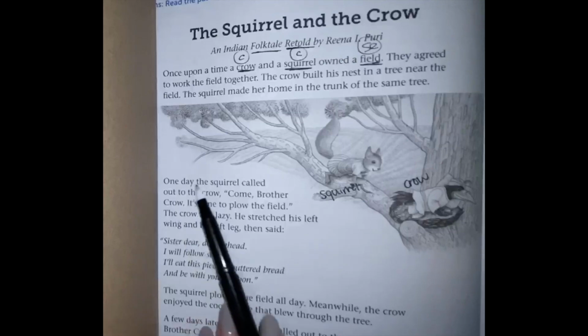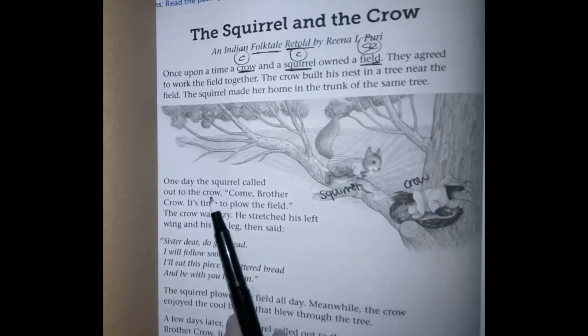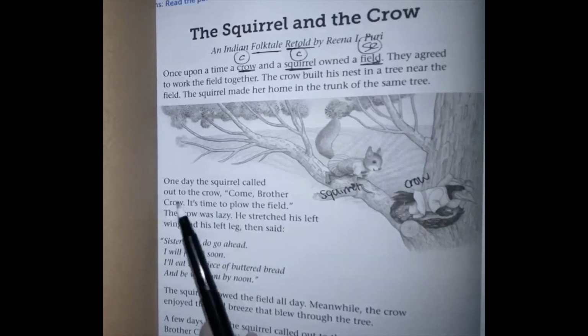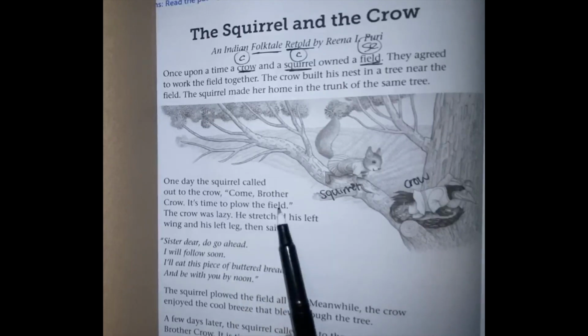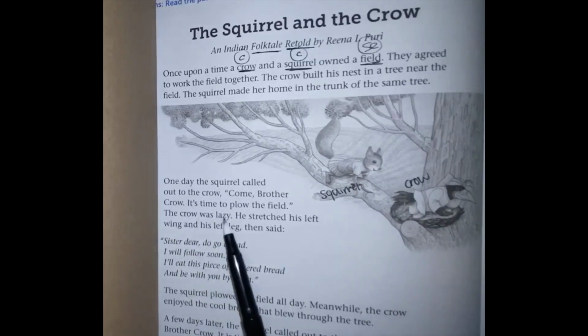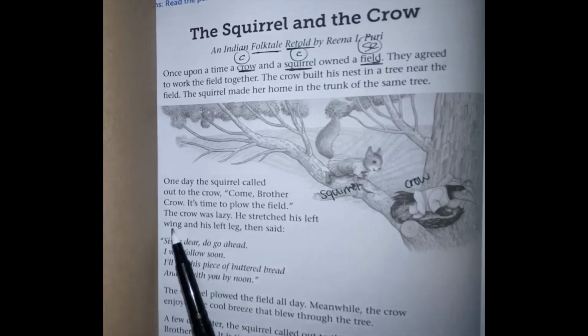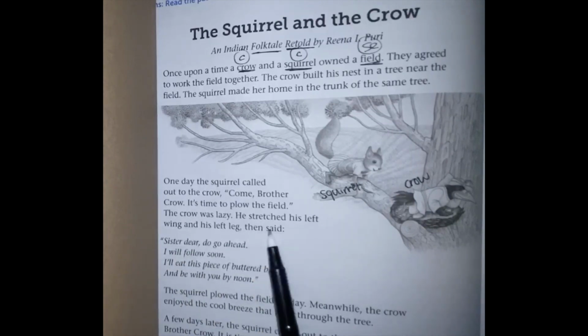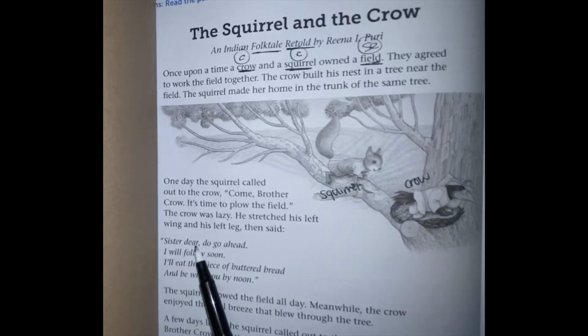It says, one day the squirrel called out to the crow, "Come, brother crow, it is time to plow the fields." The crow was lazy. He stretched his left wing and his left leg, then said, "Sister dear, do go ahead. I will follow soon. I'll eat this piece of buttered bread and be with you by noon."